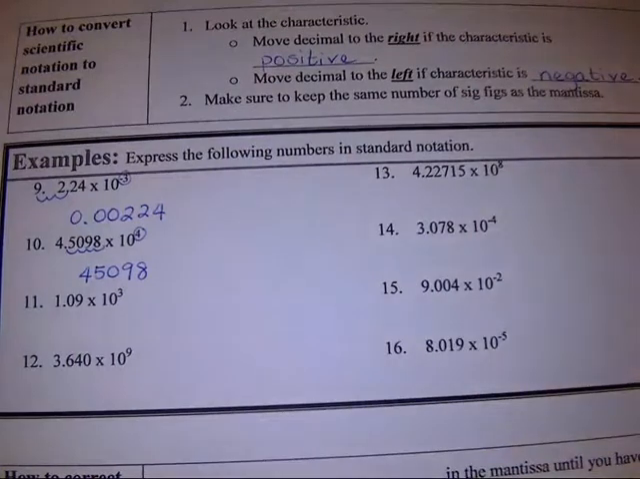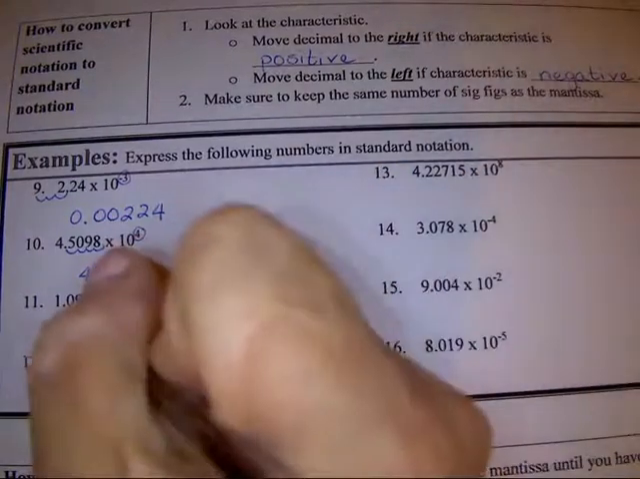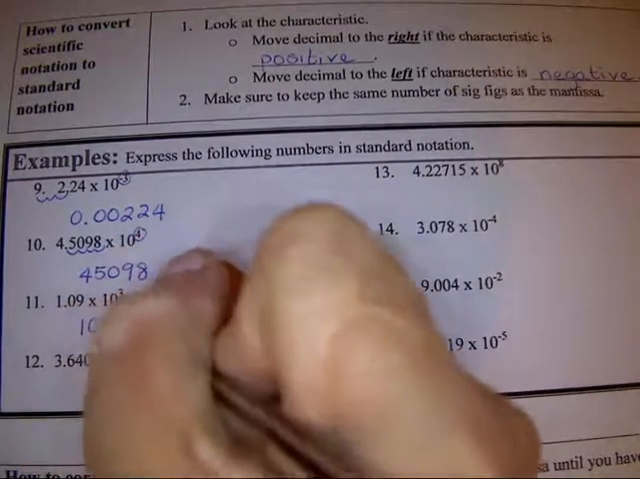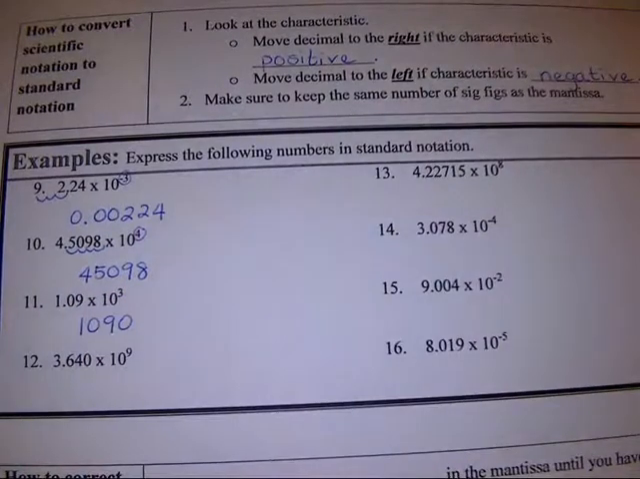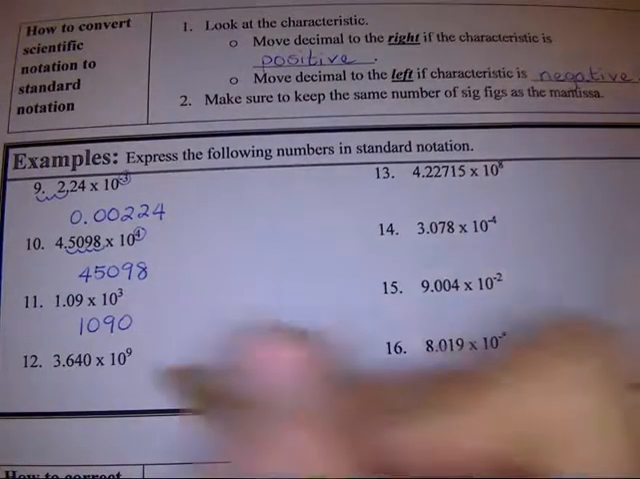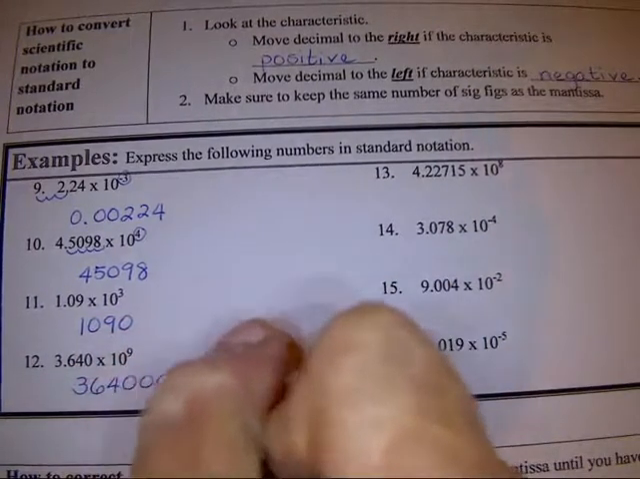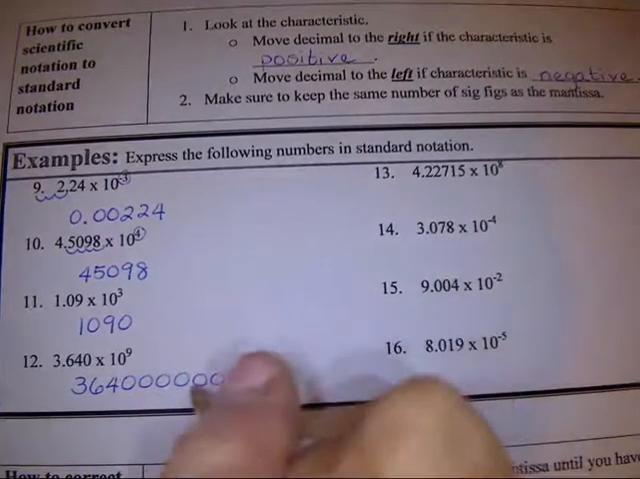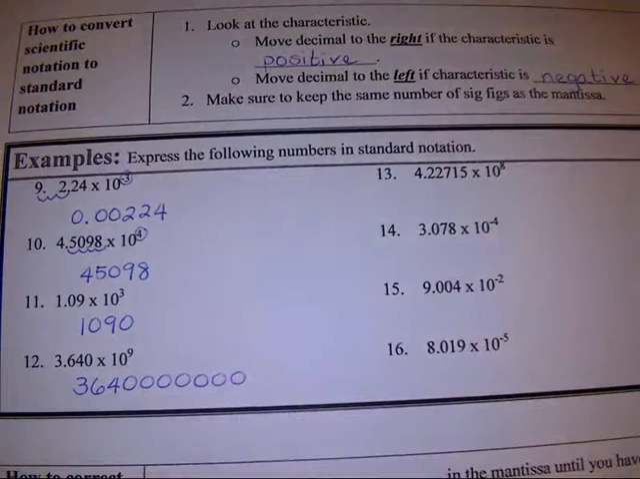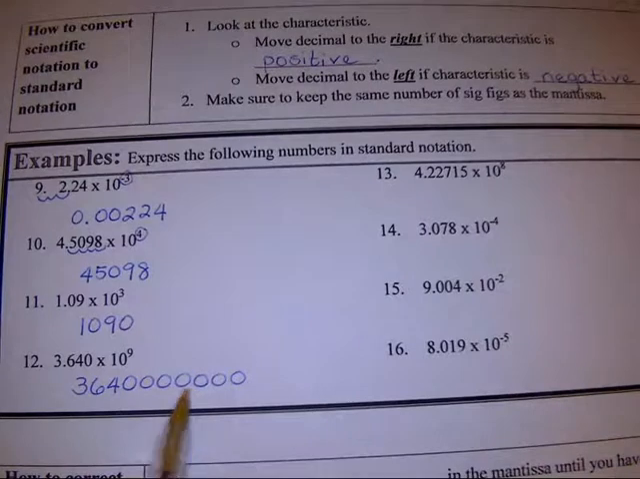Try number 11 and 12 by yourself. Pause the video and then come back when you are finished to check your answers. The correct answer for number 11 is 1,090. And the correct answer for number 12 is 3,640,000,000. So there should be 7 zeros after the 364.